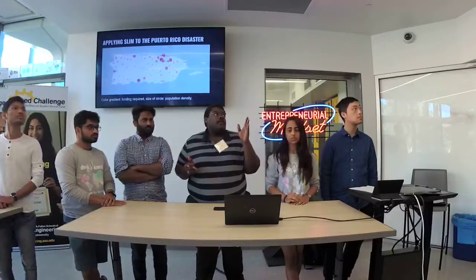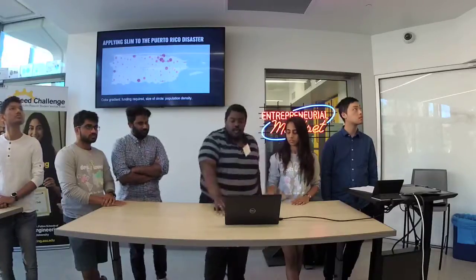So here's a projection of what our interface will look like based on the current data of how FEMA has distributed funds based on prior incidences such as Hurricane Katrina in New Orleans and Hurricane Harvey in Texas. So we just made a standardized model using their aid and how they distributed it, and determined through this map how the aid should have been distributed in Puerto Rico based on population, which is the size of the circle, and then the amount of money given, which is the shade of the circle.